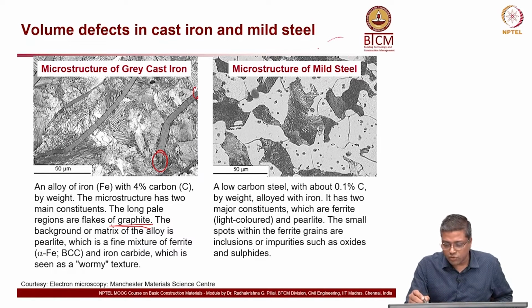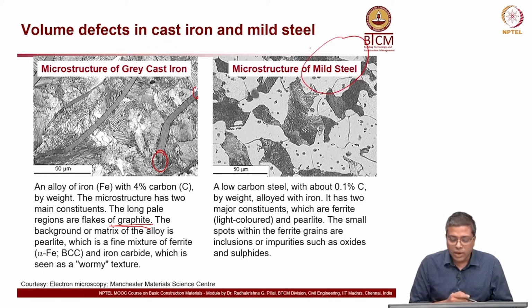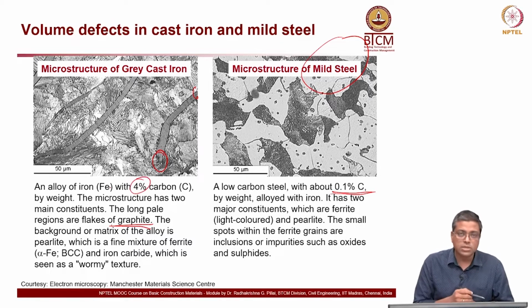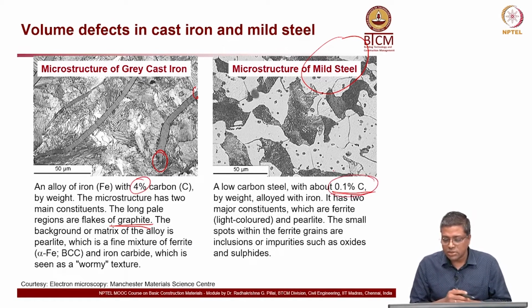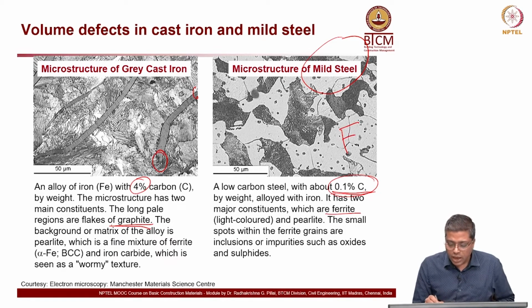And here you have a picture of mild steel on the right side, where you can see carbon steel, or the general name is mild steel, with 0.1% carbon, much less as compared to cast iron. Cast iron is 4%, and mild steel, in this particular case we are talking about 0.1%, very very small. And it has two major constituents, ferrite, which is the light colored region here, let's say I am going to call it F, and then perlite, which is this particular region, the darker shaded region.